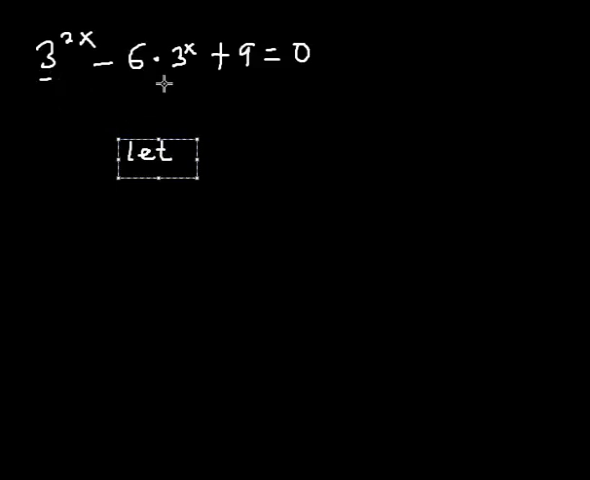So I have 3 raised to power 2x minus 6 dot 3 raised to power x, where this dot represents times, then plus 9 equal to 0. So of course, to solve this, solution: I can now introduce a variable y. Let y be equal to 3 raised to power x.